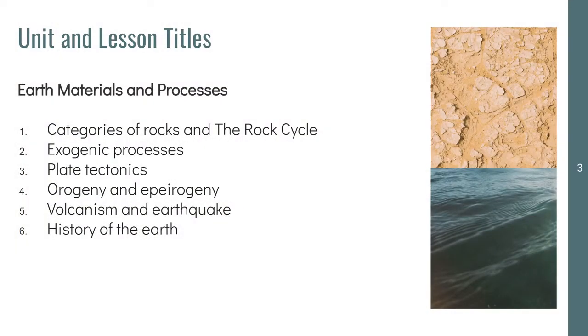These are the unit and lesson titles for this video series. For Unit 2, Earth Materials and Processes, we have categories of rocks and the rock cycle, exogenic processes, plate tectonics, orogeny and hyperorogeny, volcanism and earthquake, and history of the Earth. In this video, we are going to focus on categories of rocks and the rock cycle.